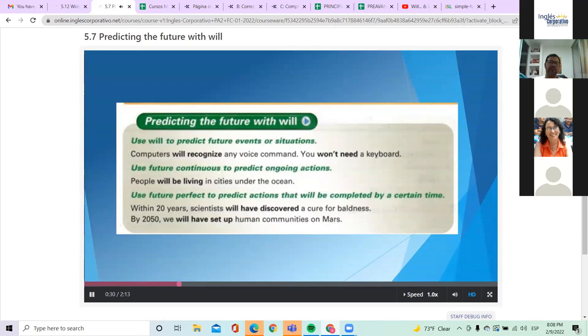Use future continuous to predict ongoing actions. People will be living in cities under the ocean.